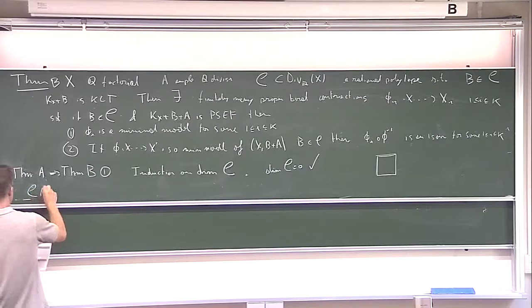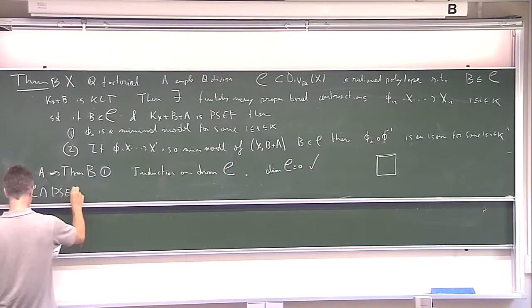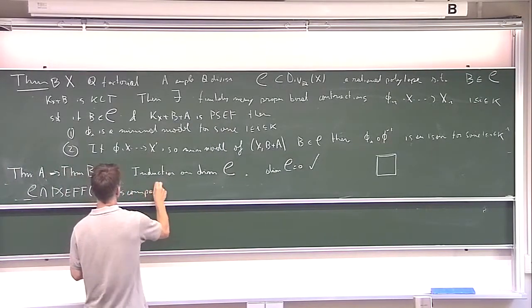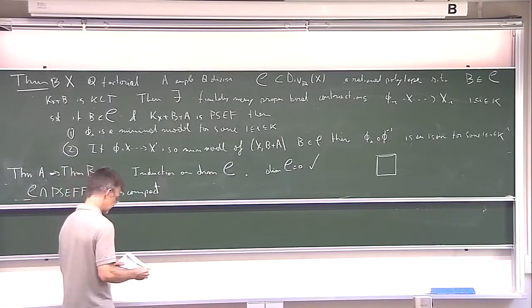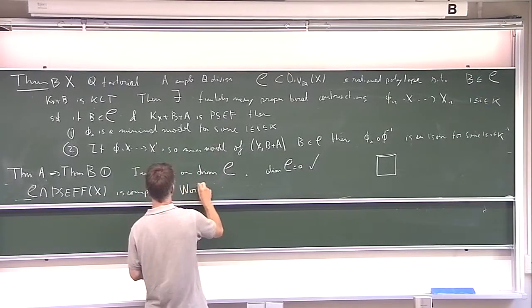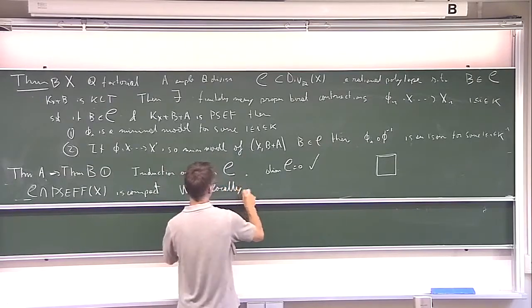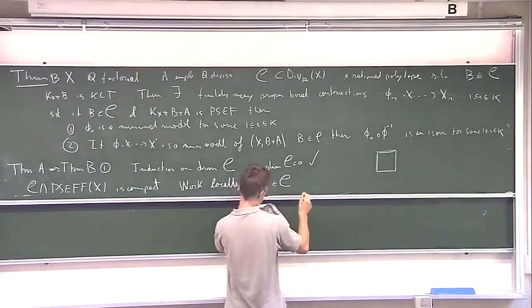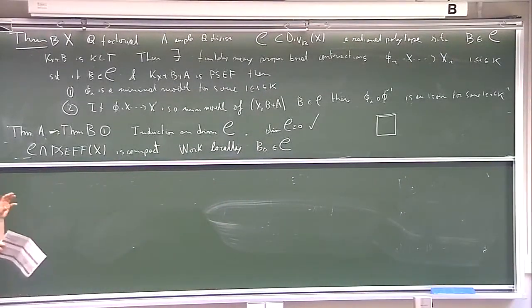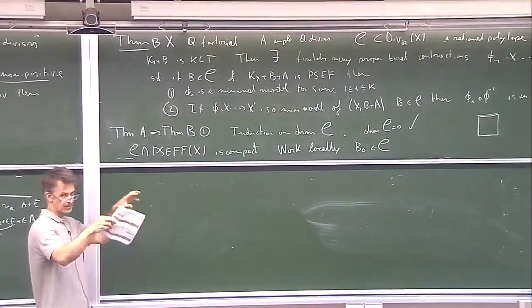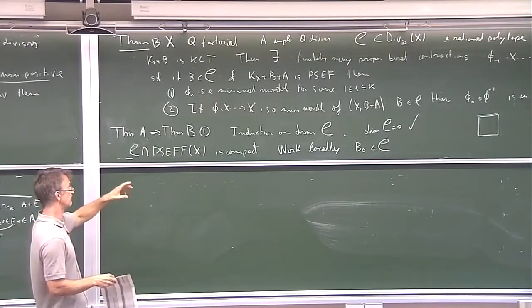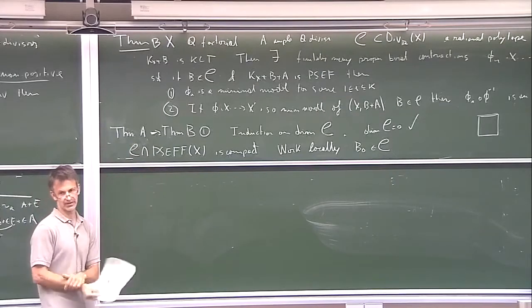Now C intersect the pseudo-effective cone is compact. Right, so it's closed, then it's bounded, so it's compact. So I can prove the theorem locally around some boundary B0 in C. Right, so if you can prove the problem locally, then finitely many open subsets will cover your compact set. And for each of these finitely many open subsets, you have finitely many of these rational maps. So altogether, there's finitely many rational maps that work.